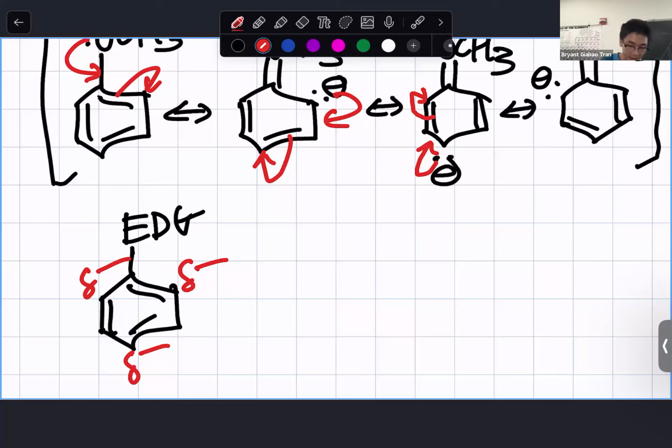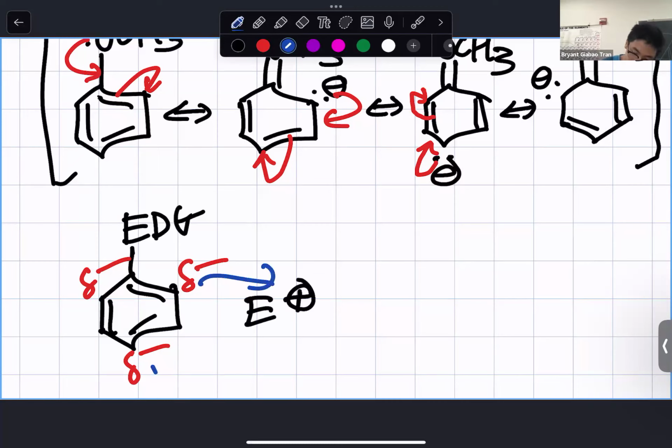Where if we introduce any kind of electrophile, either the ortho or para position will attack that electrophile, not the meta position. Because negative charge, stronger nucleophile than neutral charge. That's why EDGs are ortho para directors. They direct the electrophile either in the ortho or para position relative to it.